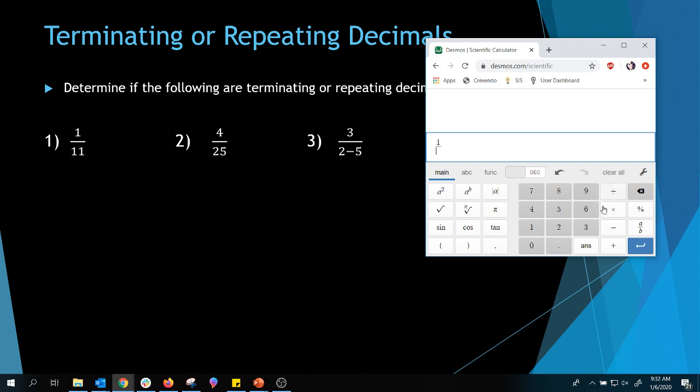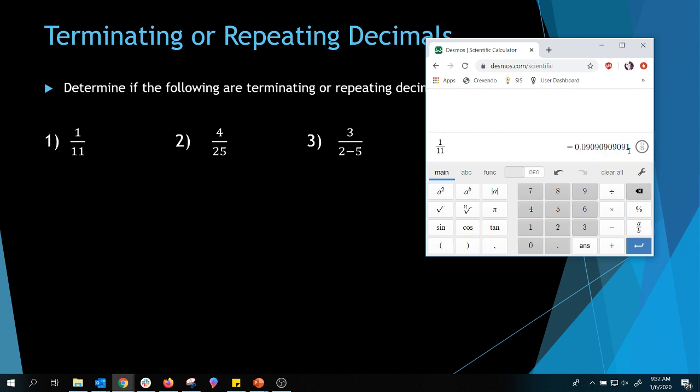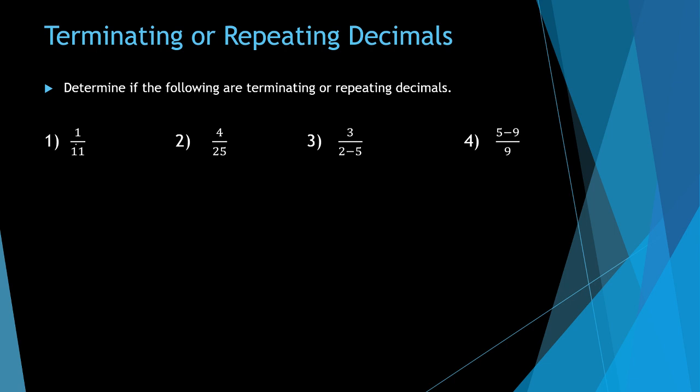Okay, if I have 1 divided by 11, I get 0.0909090991. Now this 1 right here is being rounded from before, which means that 1 divided by 11 is going to give me 0.0909 forever repeating. This is a repeating decimal.